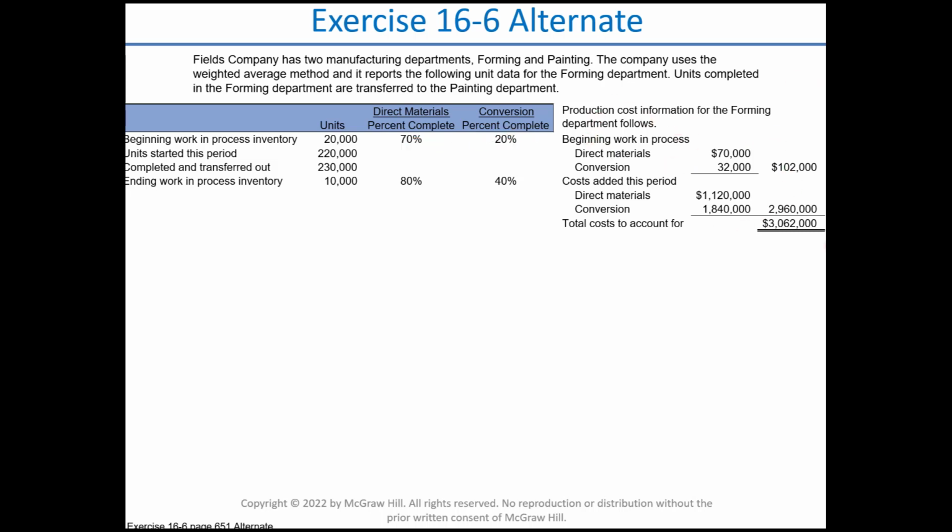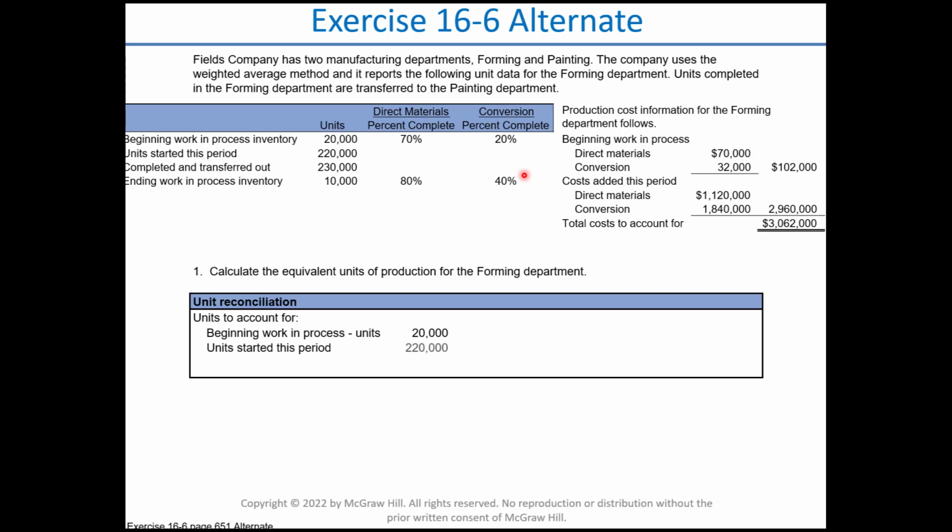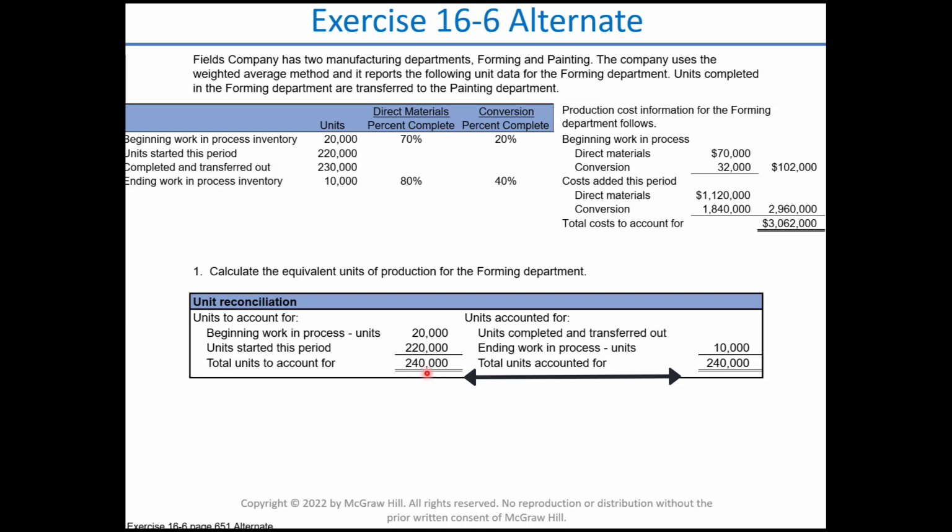Then we have cost. So we're going to look at a little more comprehensive example here. First thing, we want to calculate the equivalent units of production. So we're going to do that reconciliation. Beginning units in beginning inventory plus units started gives total units to account for, then we do the other side. We already know the total units accounted for are equal because these two numbers will always be equal. The ending work in process is 10,000 and the units completed and transferred out 230. So that proves the unit reconciliation.